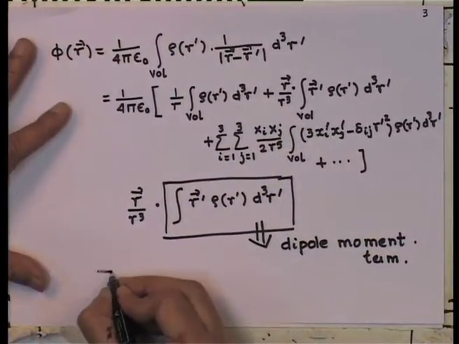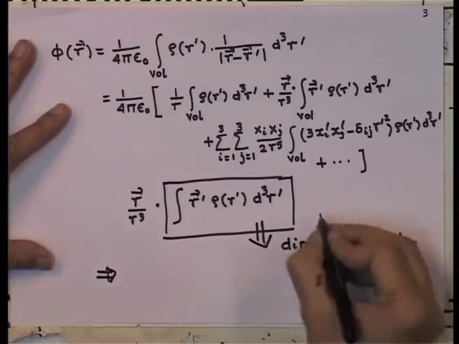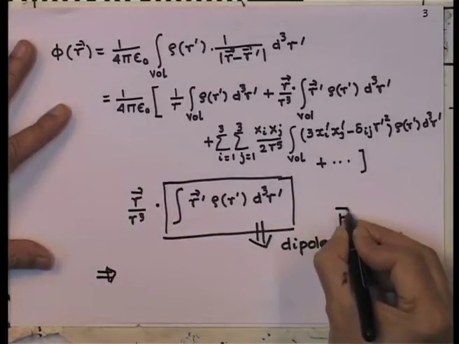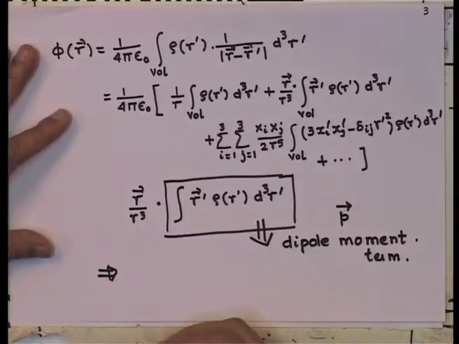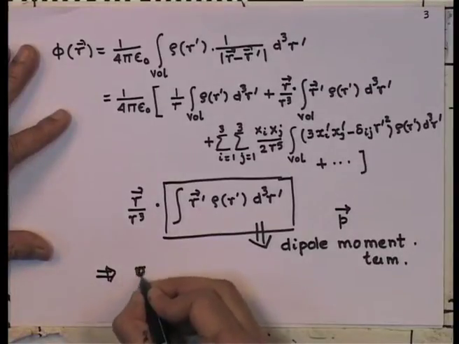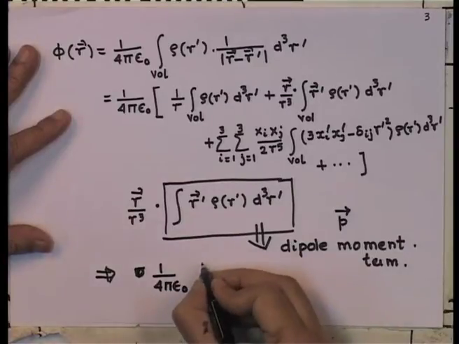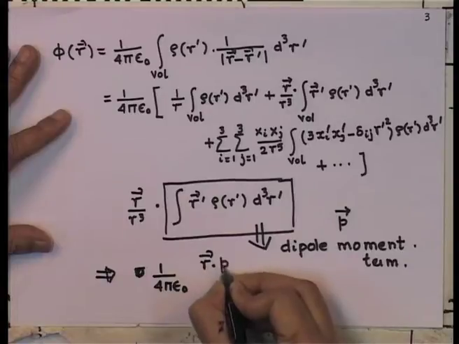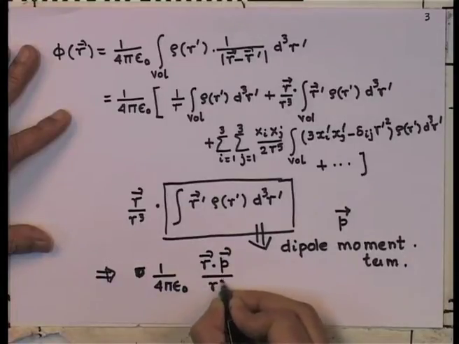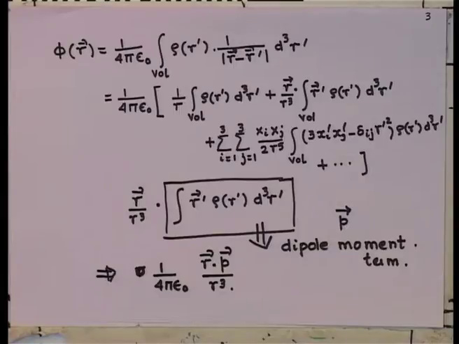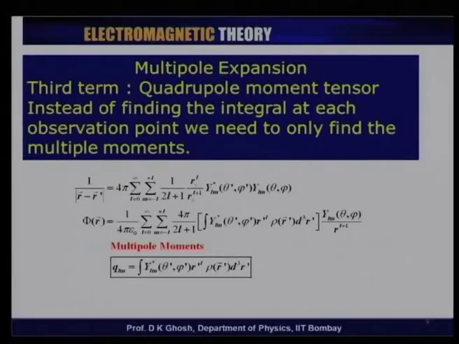Now, supposing I identify it with the dipole moment p for a continuous charge distribution, then I can write this term for the potential as 1 over 4 pi epsilon 0, r dotted with p, divided by r cube. If you recall, this is the nature of the dipole potential that we had seen for a point dipole as well. The third term is a little more complicated; we have not come across it yet.